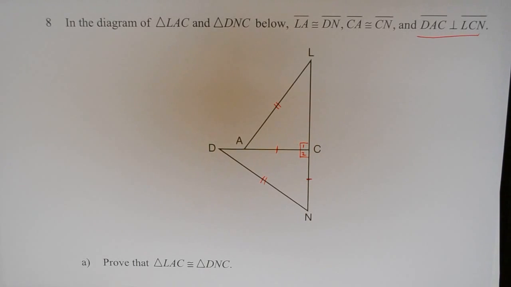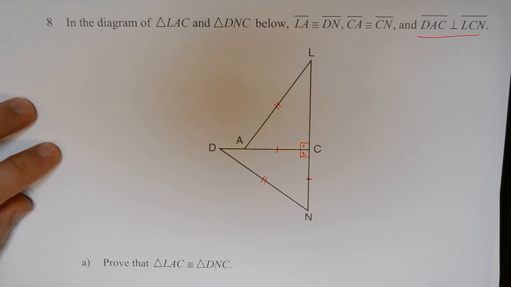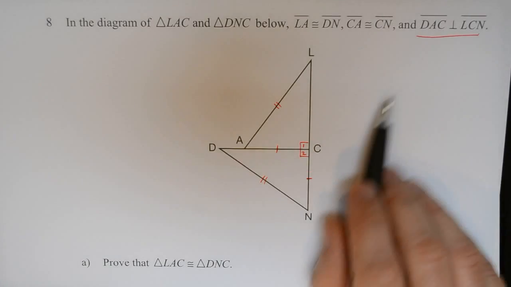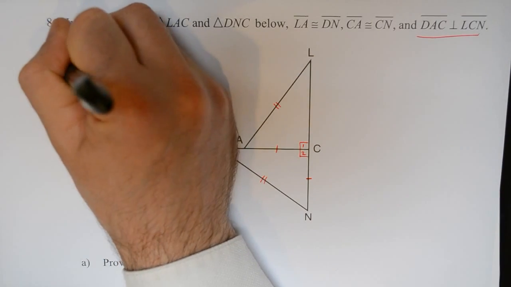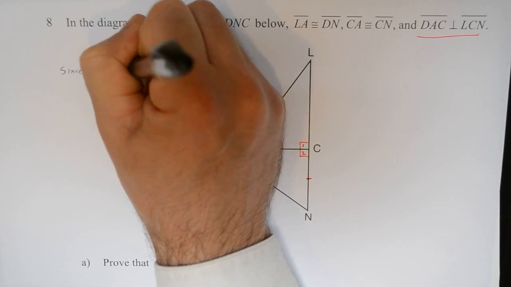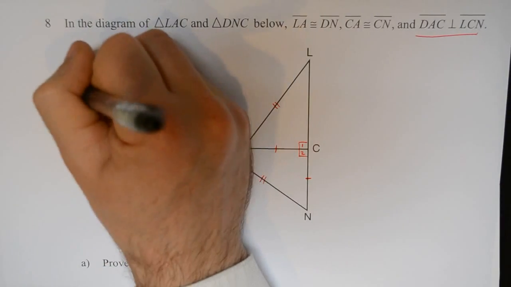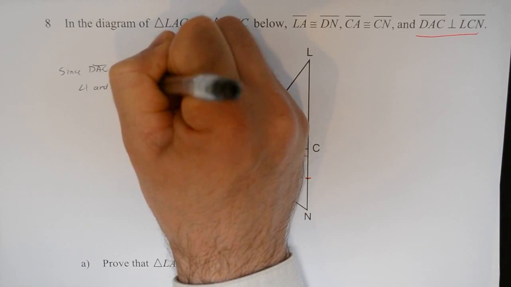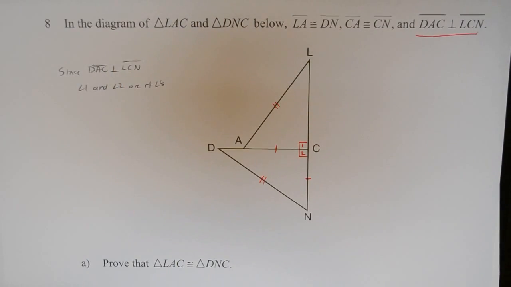I'm going to do this in sort of a flow style proof. On the Regents, we don't have to be quite as formal, so it's nice to just kind of sketch things out in a paragraph style. So let's see. We'll start with this piece right here. Since DAC is perpendicular to LCN, angle 1 and angle 2 are right angles. And let's see, do I need to say that they're congruent?